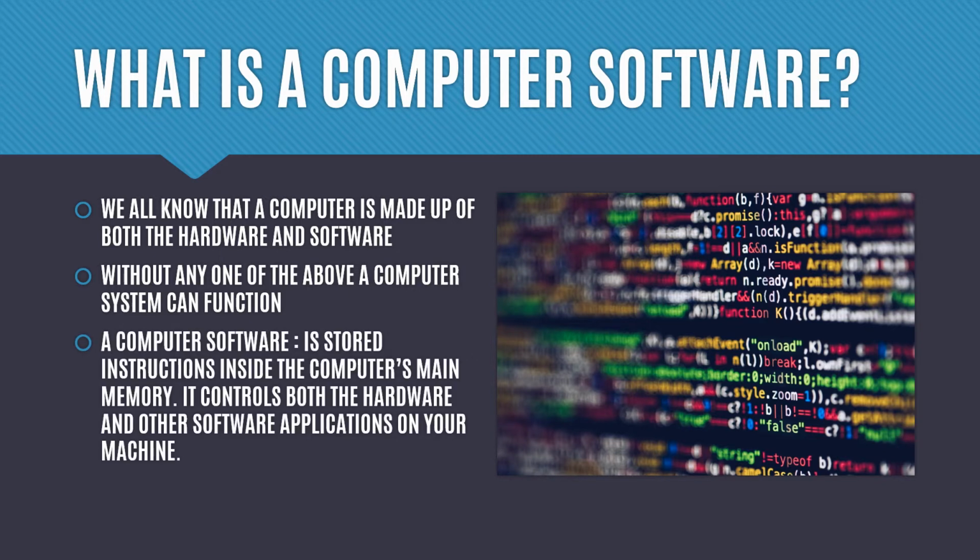Now, what is a software? A computer software, by definition, is stored instructions inside the computer's main memory. It controls both the hardware and other software applications on your machine. So, whenever you turn on your computer, there are stored instructions that load up in the computer's memory, which makes that particular hardware useful for you. And because of software, you are able to use the mouse, you are able to use the keyboard, you are able to see pixels, colors on the screen and other things like that. So software is equally important.